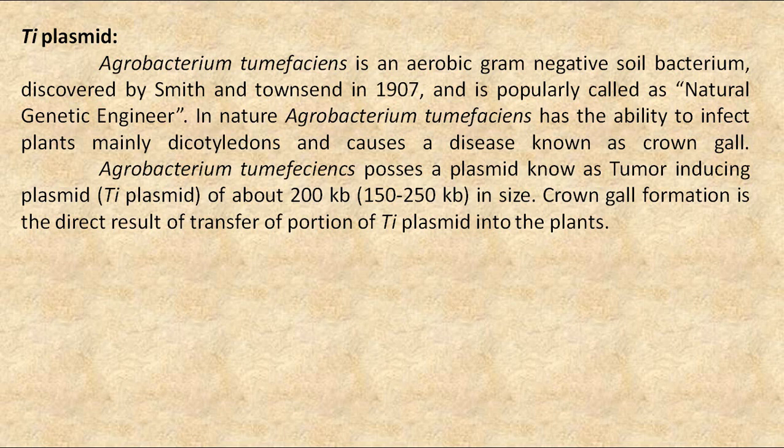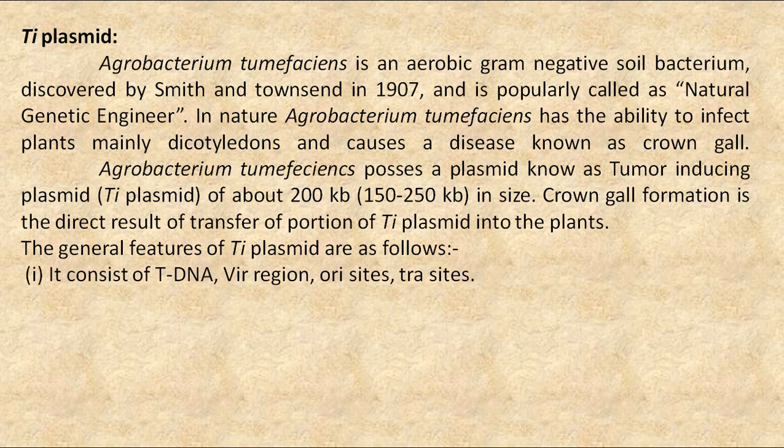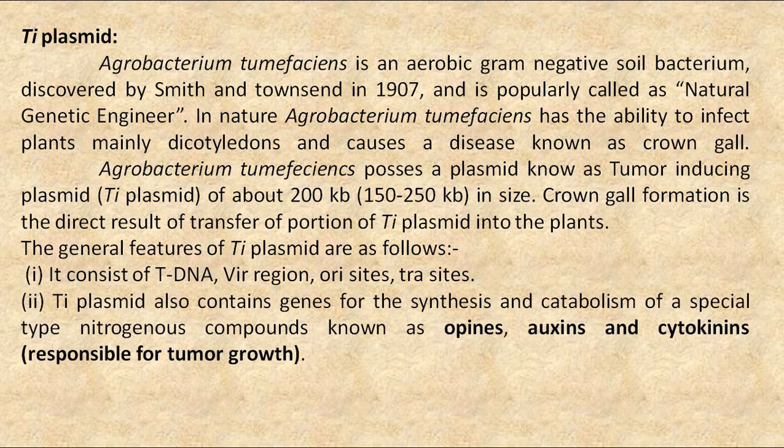Agrobacterium tumefaciens possesses a plasmid known as the tumor-inducing plasmid, about 200 kb in size. Crown gall formation is the direct result of transfer of a portion of the Ti-plasmid into the plants. The general features of the Ti-plasmid are as follows. It consists of tDNA, VR region, ORI sites and TRA sites.